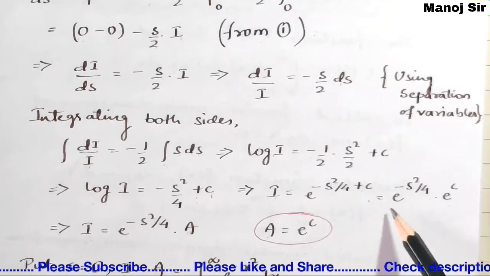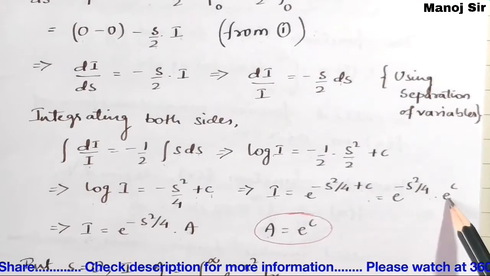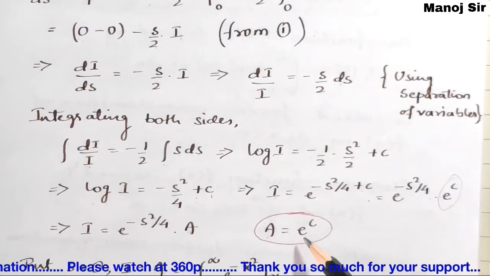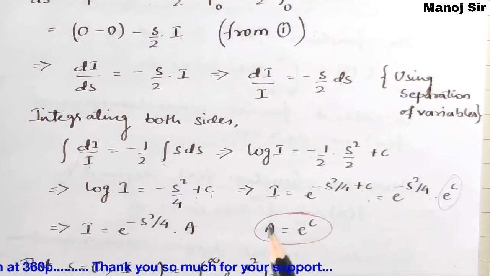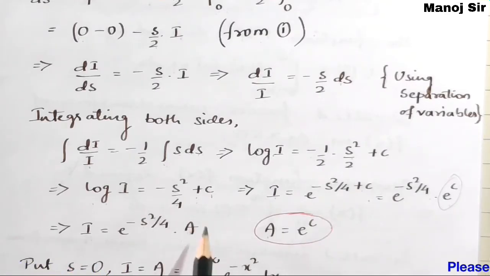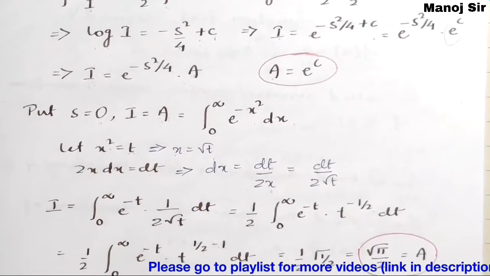Now we can rewrite this as e to the power minus s square upon 4 into e to the power c, and this part is constant. So we will take e to the power c as A. So this I will become e to the power minus s square upon 4 into A. Now we need to find what A is. For this we will put the boundary condition, we'll take the help of the boundary condition.